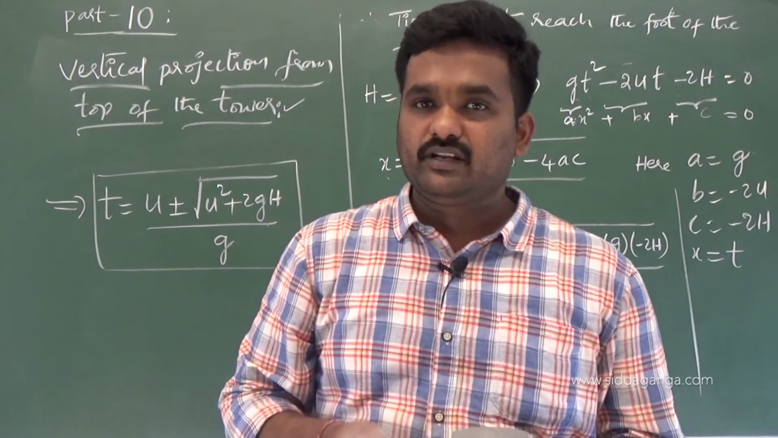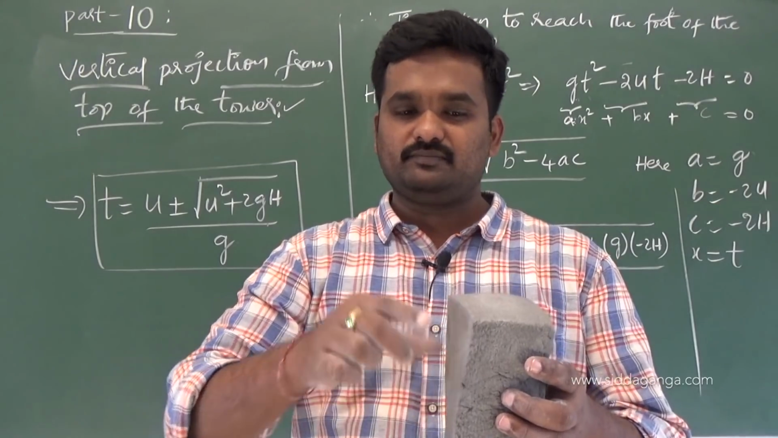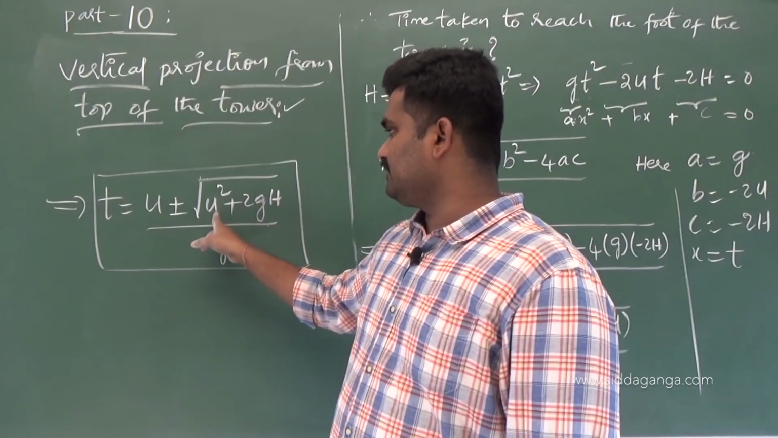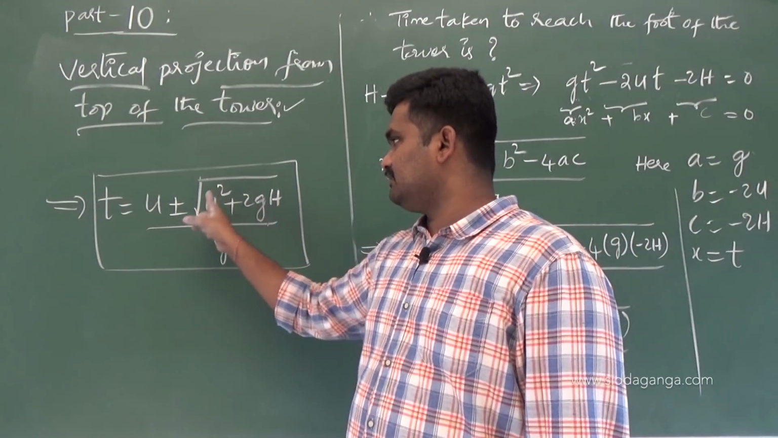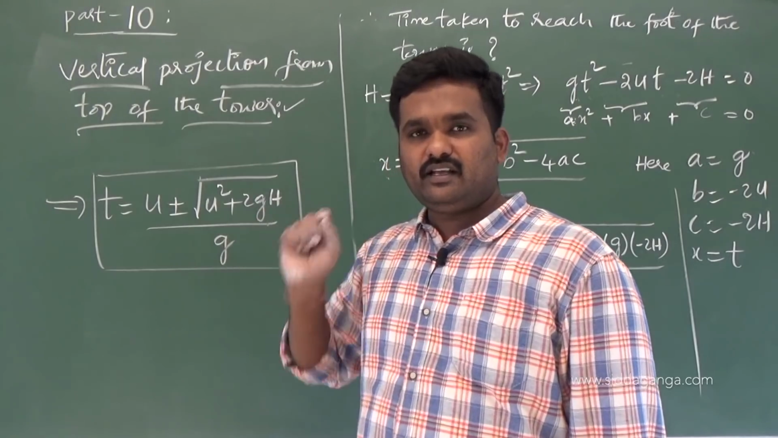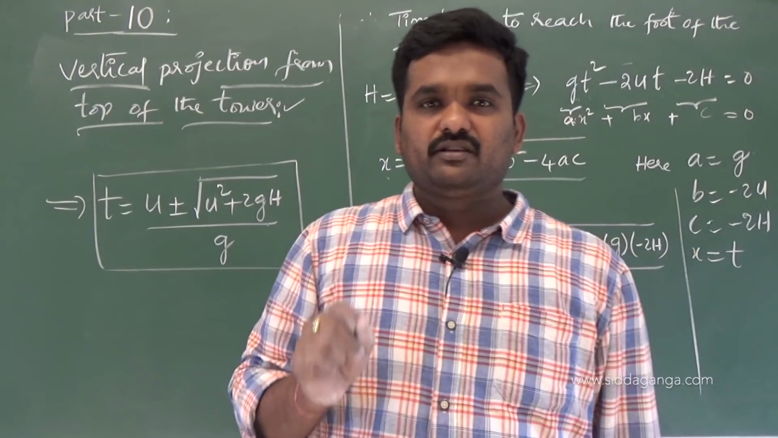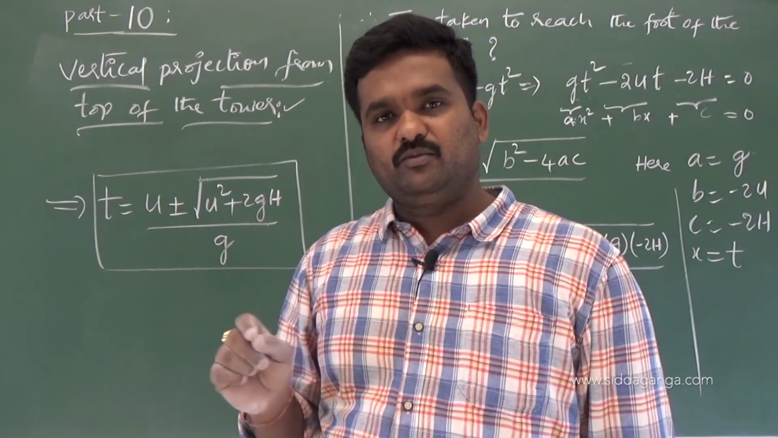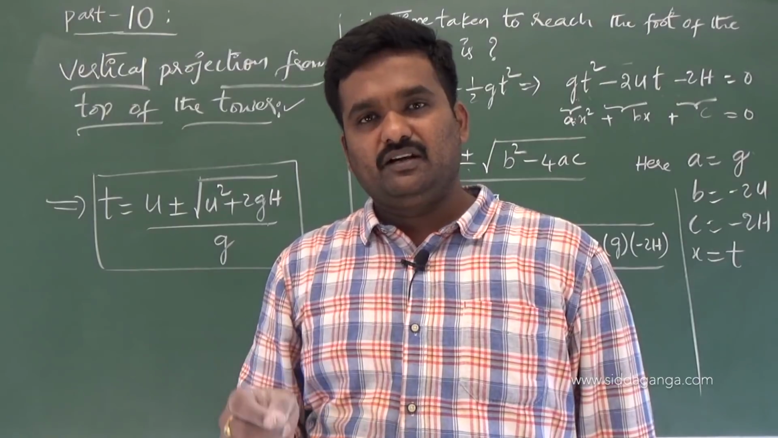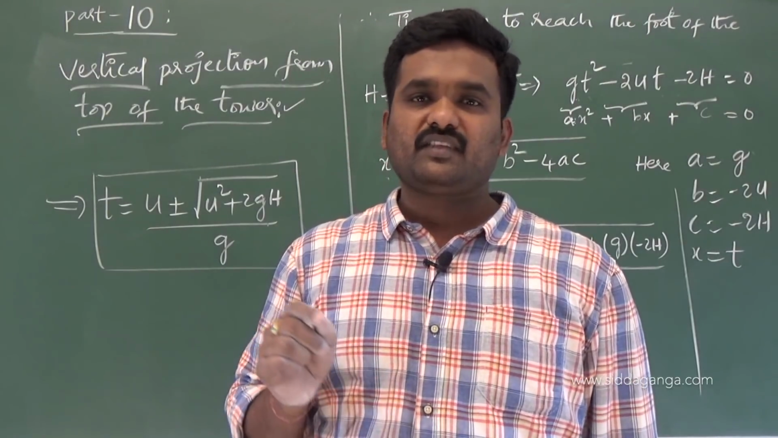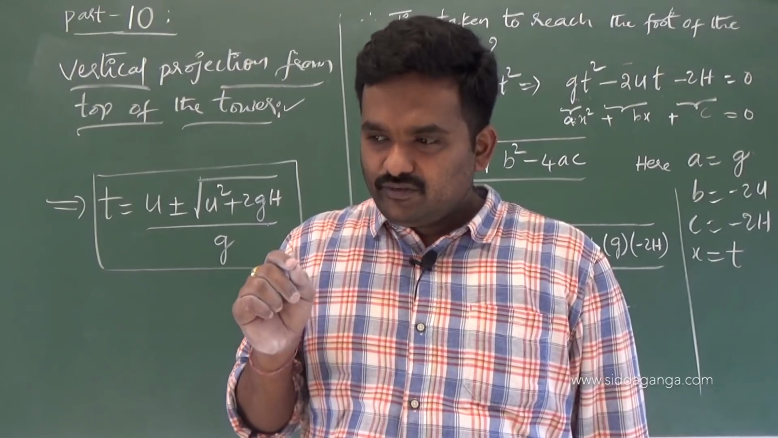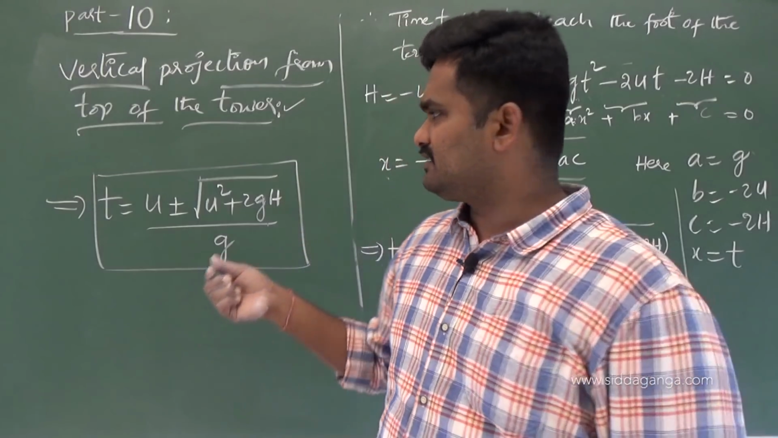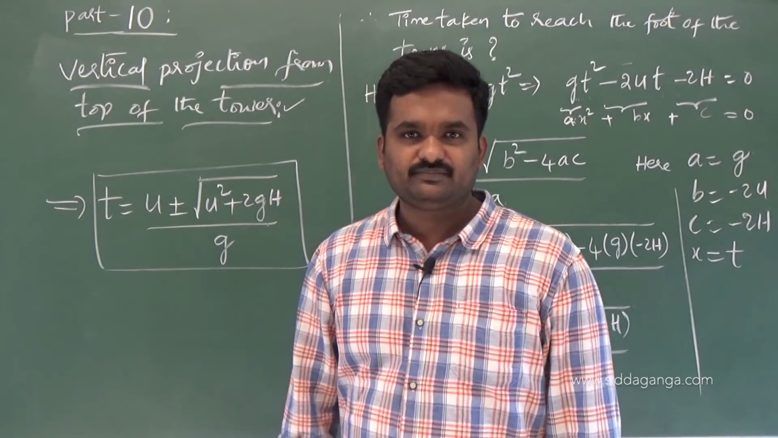What is the time taken to reach? The height of 10 meters is given. The velocity of projection, 5 meters per second, is given. H and U values are given. g is 9.8. Wherever you have to do the substitution, if the problem does not mention anything about g, you have to take the default value of g as 9.8 meter per second square. In a few problems they will assign the value of g as 10 meter per second square. Then you consider g as 10 and solve the problems.